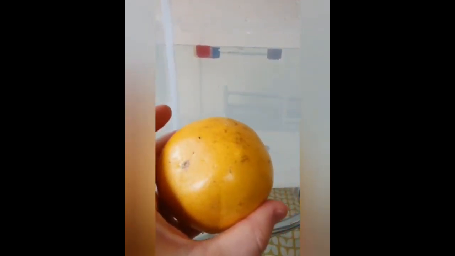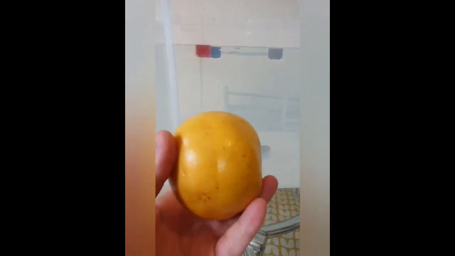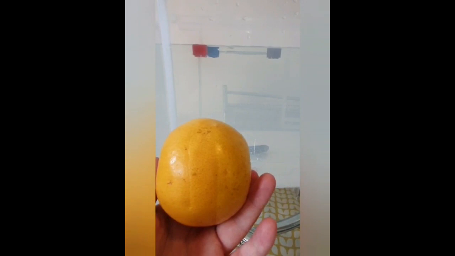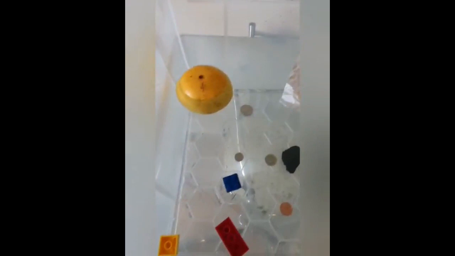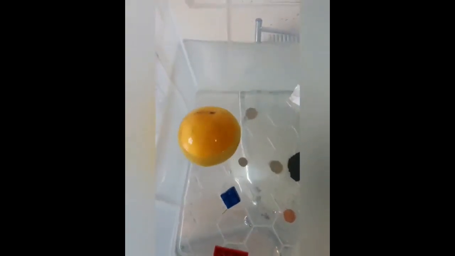So what about the grapefruit? I like to have grapefruit for breakfast, but I wouldn't eat it like this. I'd peel it. So let's have a look and find out if the grapefruit will sink or float. Oh, it went right down to the bottom, but look, it bobbed back up. So is that sinking or floating? Well, it seems to be staying on the surface. So that is floating.